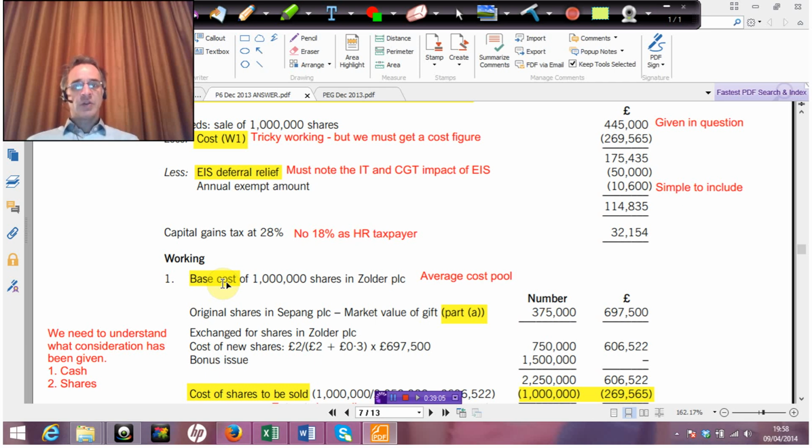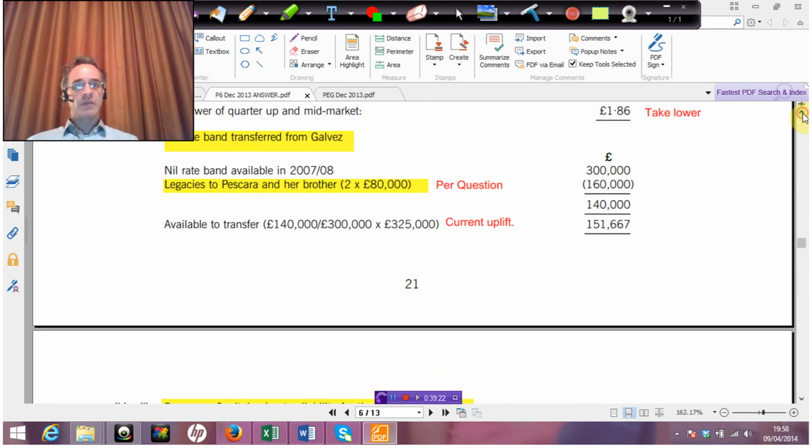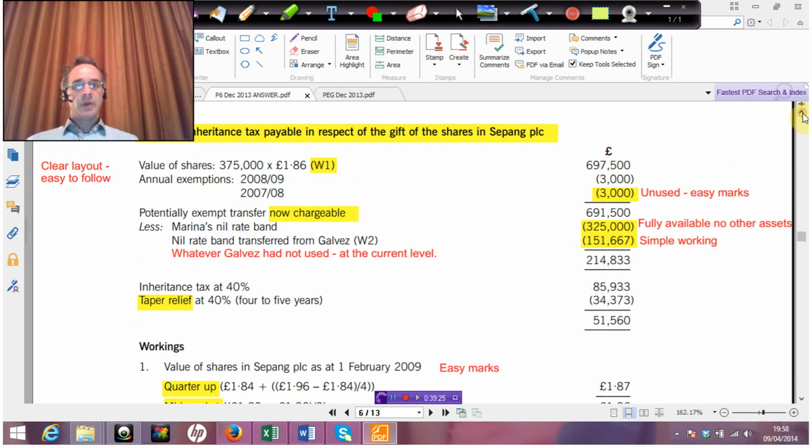Now I'll just remind you that really, in relation to these shares, these are the shares that were in Sapang PLC. Yeah. Now, the market value of the gift came from Part A. That's that 697,500. Just remind you where that figure came from. Up here. That market value is 697,500. In other words, that was the date of the transaction. In other words, at the date of the gift, that was the market value. So in effect, that's the value that she inherits herself as a cost.